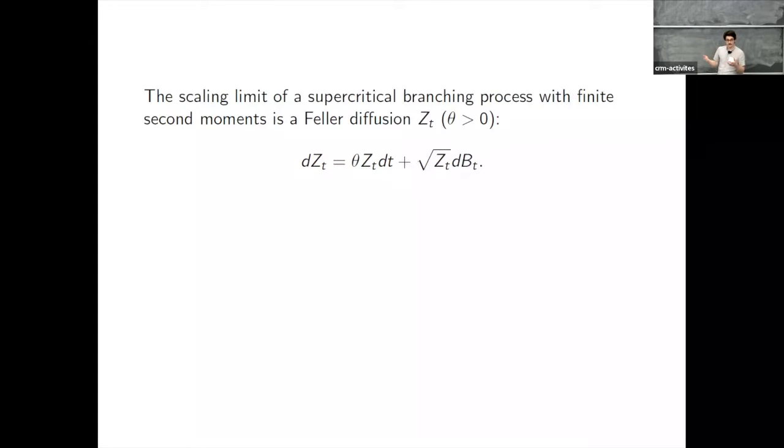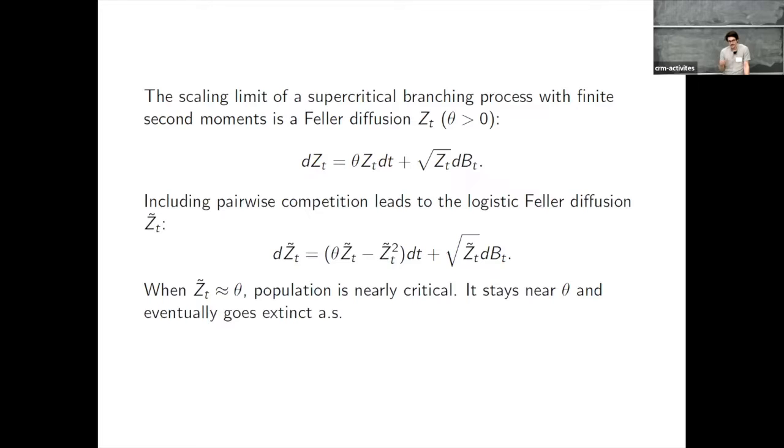And if you then have supercritical processes and you scale in such a way that you want to get a stochastic and not a deterministic limit, then you'll get this equation here, Feller's branching diffusion, where we've got this upward drift. And this is a continuous state branching process. It's extremely well understood, and much like a discrete supercritical branching process, it will survive for all time with positive probability.